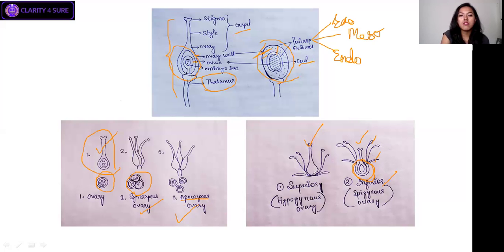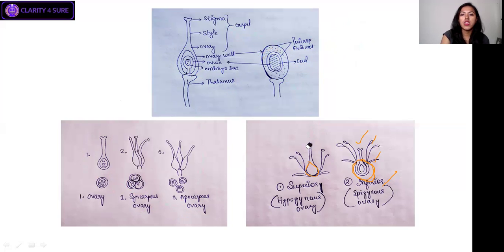And this is a superior ovary. You can say that the ovary is above the stamens, isn't it? So this is your hypogynous ovary, where the ovary is superior. You need to remember these different forms of ovary, because when we discuss the different types of fruits, this is going to be very important, right? So we've seen syncarpous ovary, apocarpous ovary, epigynous ovary and hypogynous ovary. Now let's move to the next slide.